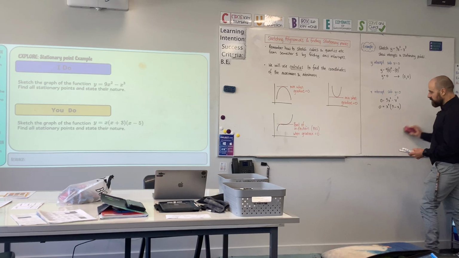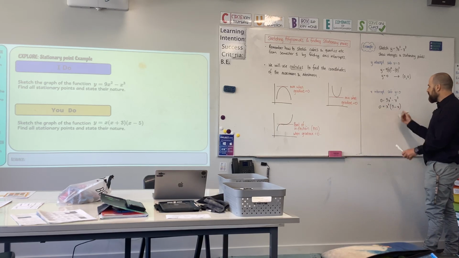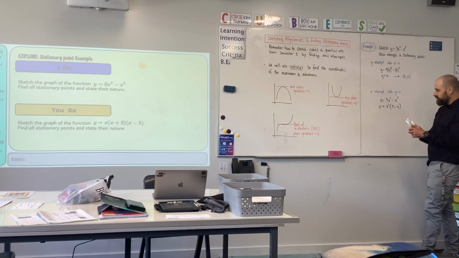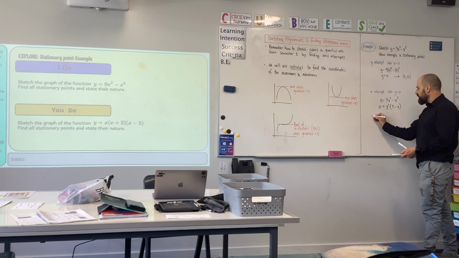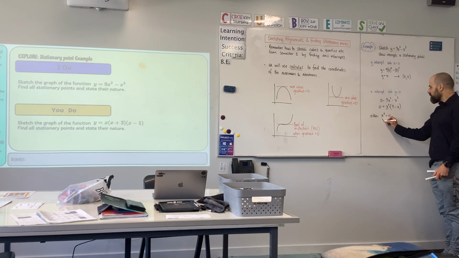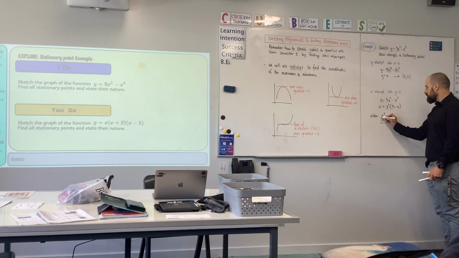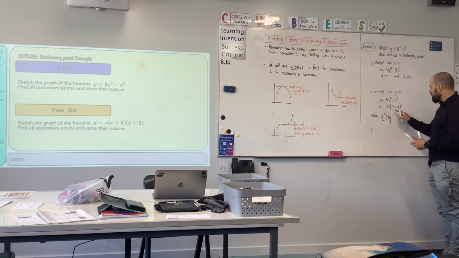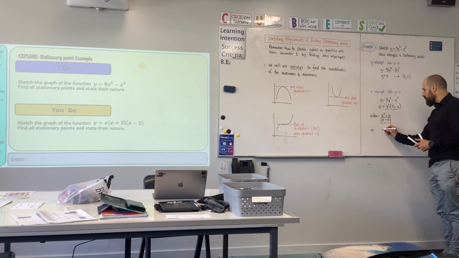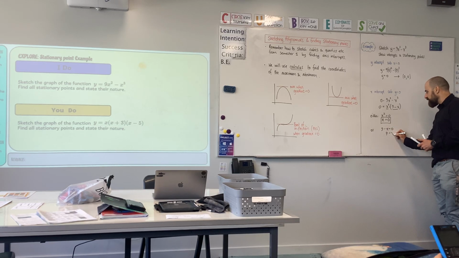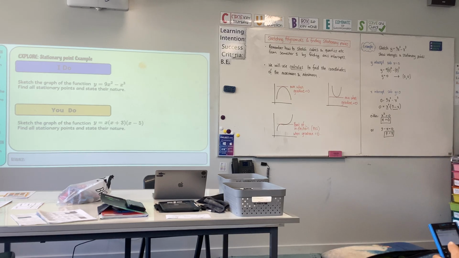So null factor law: when I multiply two things together to get an answer of 0, either the first one equals 0, and if x squared equals 0, then x has to equal 0. So this is one of my solutions. Or the second one equals 0. Solving that equation, I get x equals 9. This is my second solution.